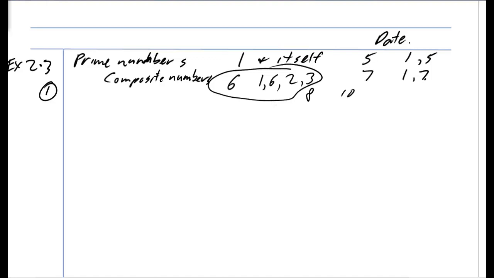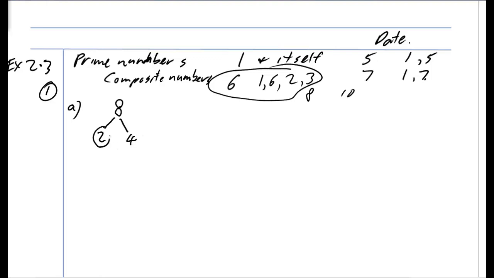So let's go now to page 68 and look at number 1. It says, draw a factor tree for each of the following numbers and then express the number as a product of its prime factors in index form. So let's have a look. Number 8. If you've got the number 8, all you do is split it up into numbers that multiply together to give it. So what two numbers multiply together to give you 8? The number 2 and the number 4. 2 times 4 is 8.